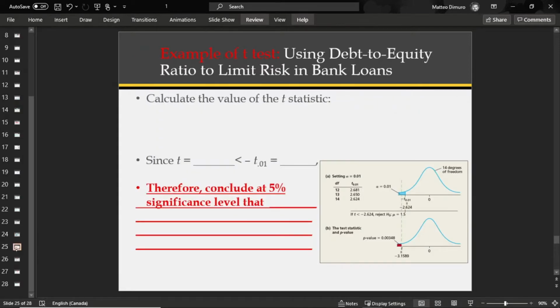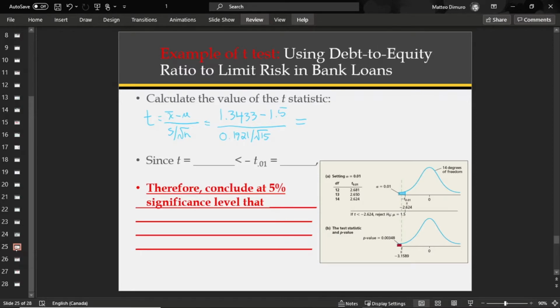So let's go ahead and do it. Calculate the value of the t statistic. Sure, we can do that first. We already have our H0 and our HA, so we don't need to do that. And remember, this is the formula that we're going to use, which is basically the same as the z one. We can plug in our numbers. We got 1.3433 minus 1.5, which is the number given in the question, and our standard deviation here is 0.1921 divided by the square root of 15.